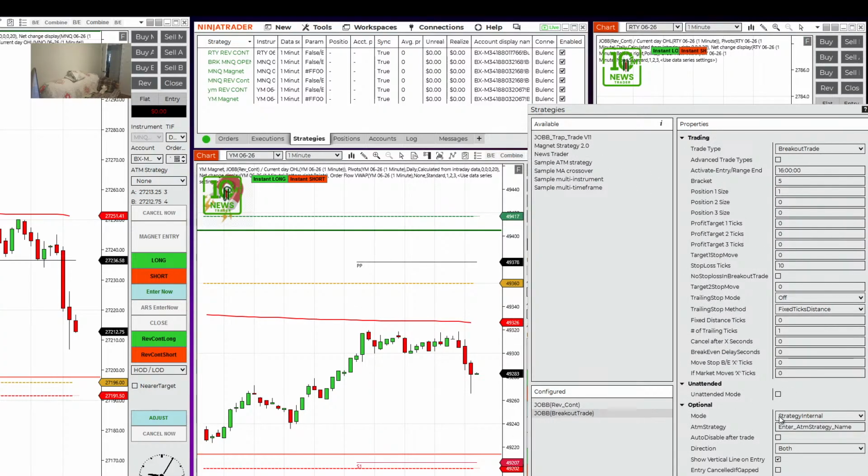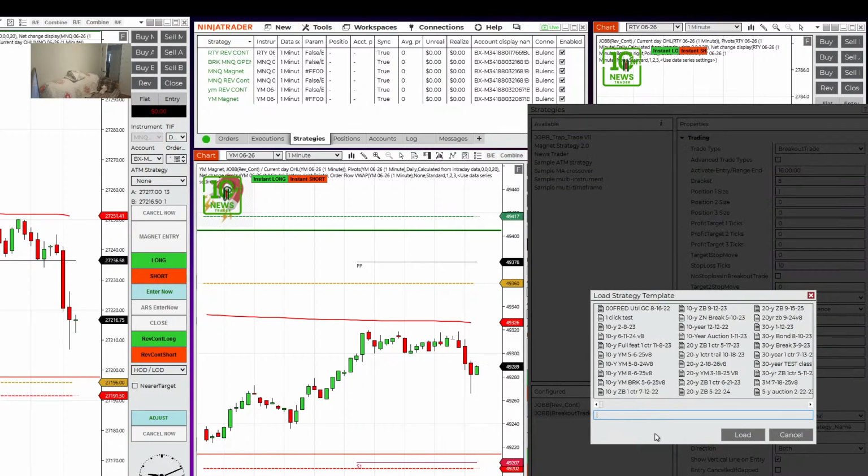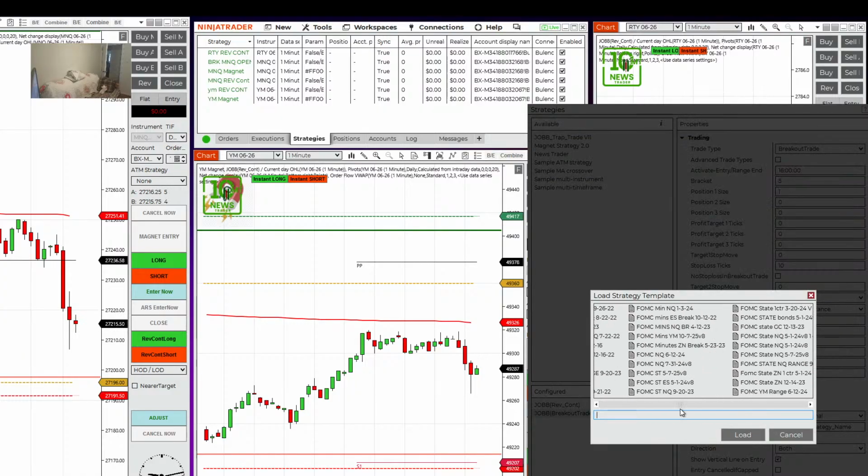Click News Trader. I'm going to load the template because I didn't load it yesterday. RTY range on the open is what I'm looking for.